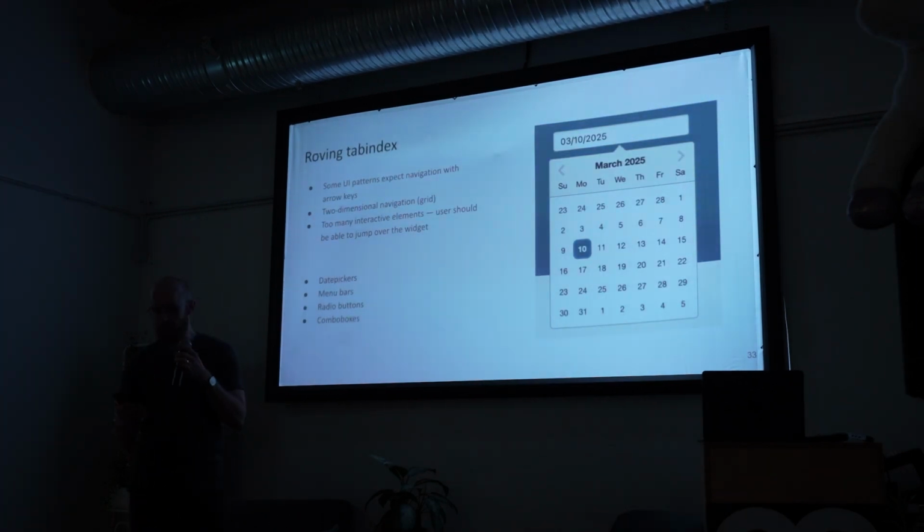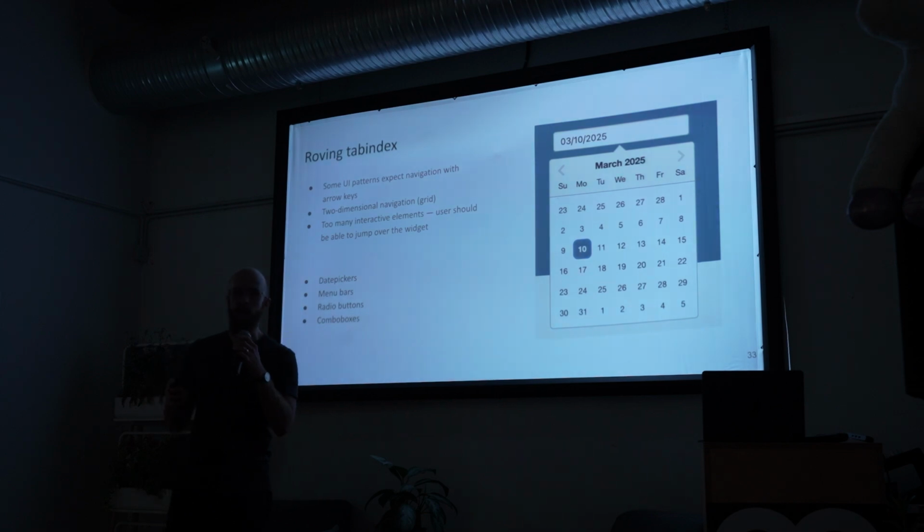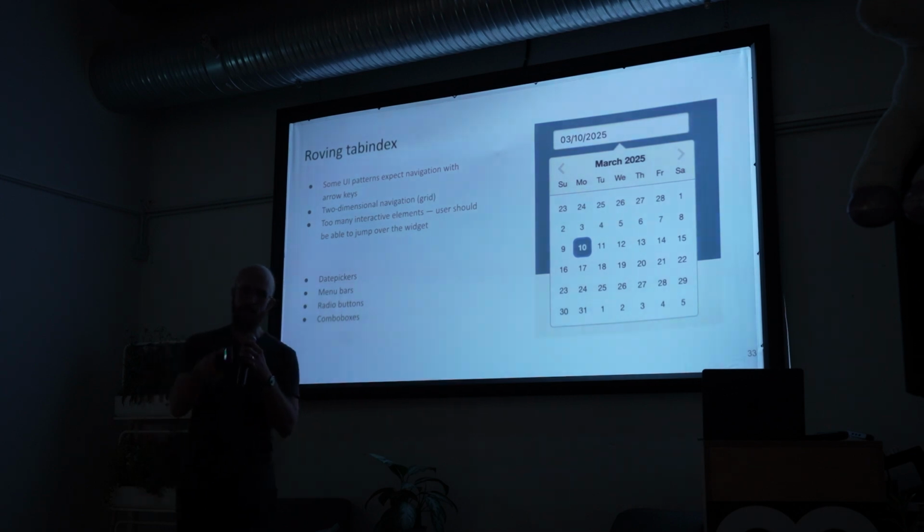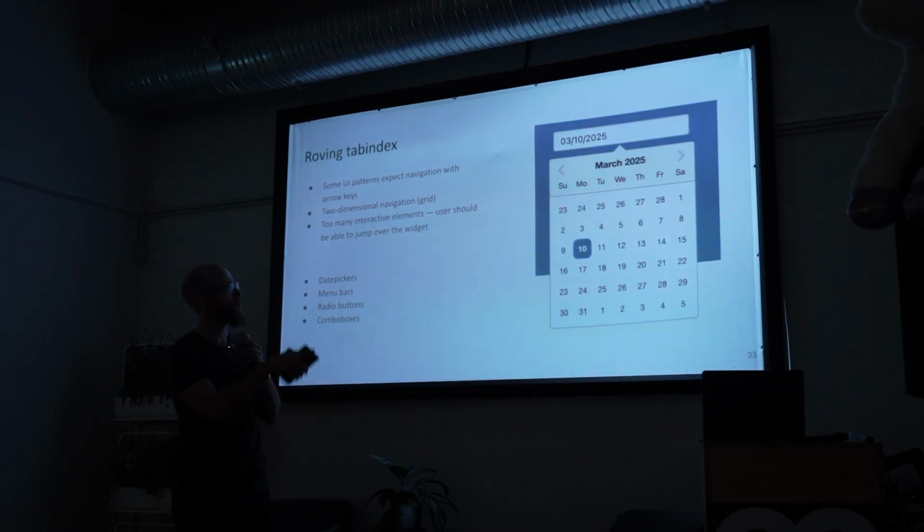One more thing about a kind of similar case is something called a roving tab index. Sometimes you might have widgets that have so many different interactive elements inside of them. A good example is a date picker or any sort of calendar. Every single day, every single maybe weekday header over there could be interactive, but you don't want people to go tap, tap, tap, tap, tap, tap 10 times to arrive at March 10th.